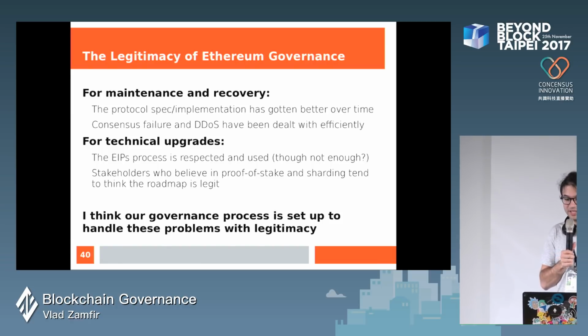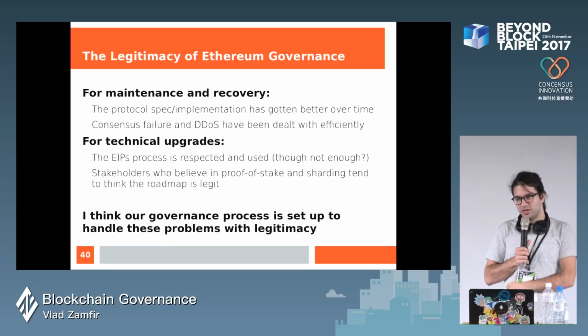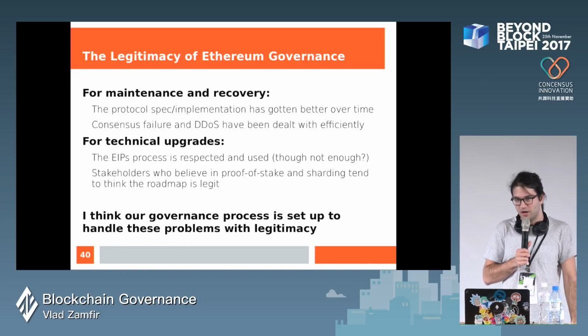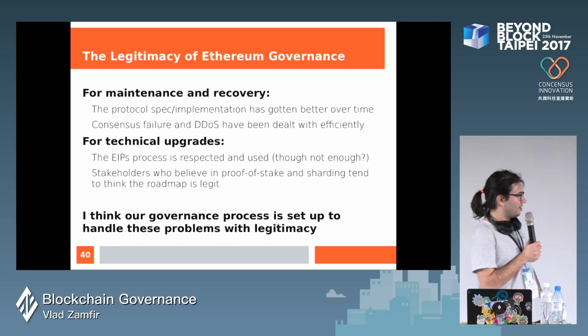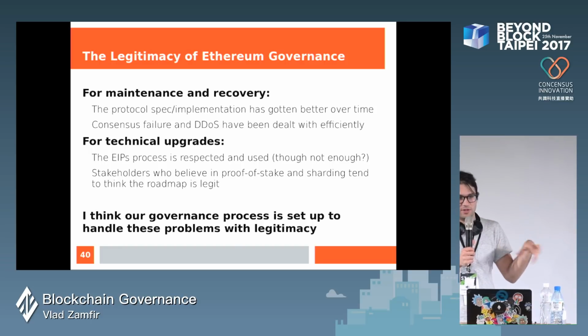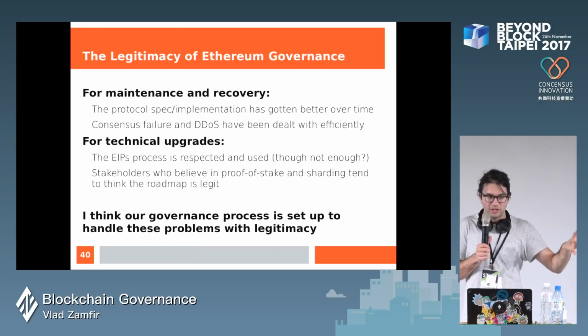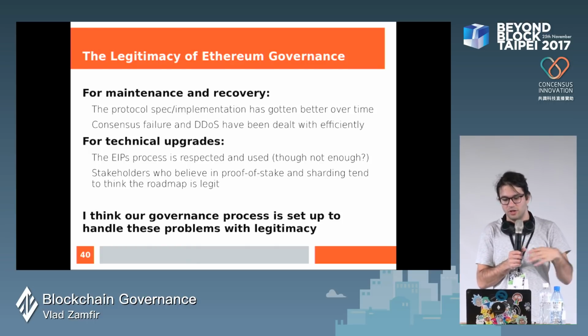Actually, the least complaints out of everything in terms of people feeling disenfranchised by that process. For the technical upgrades, I think the EIPs process is actually quite respected and used. Maybe not enough. A little comment I left there. But stakeholders, basically anyone who believes that proof of stake and sharding are going to be the future of Ethereum and that's going to work, is more or less happy with the technical governance process.